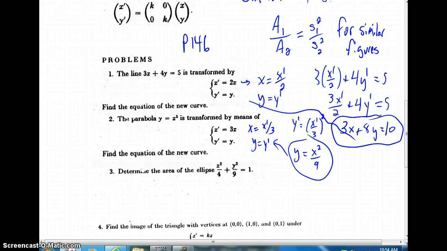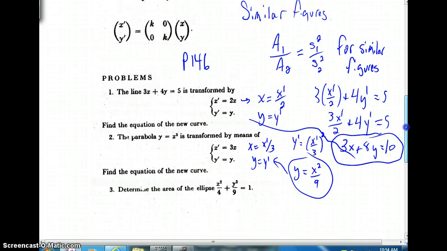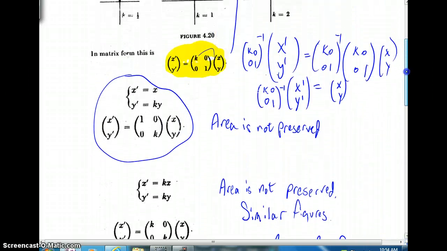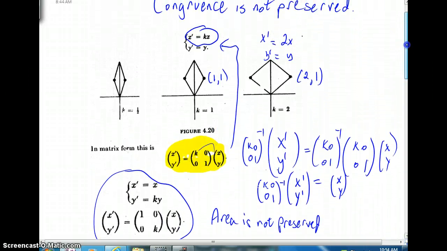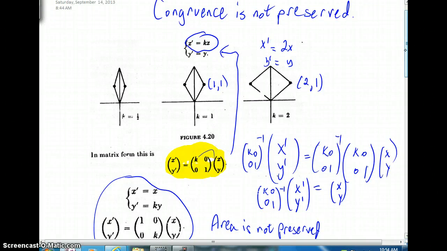discussing number 3, determine the area of the ellipse. Well, this is something to really think about. Let's go back and talk about how area was not preserved. First of all, I just want to go back up to the very first problem up here. Let's just say that we had a very simple square with a side of 1, and then we had a right angle in here.